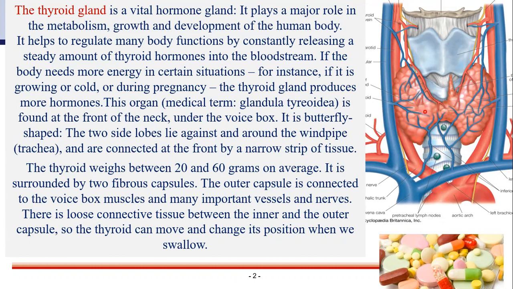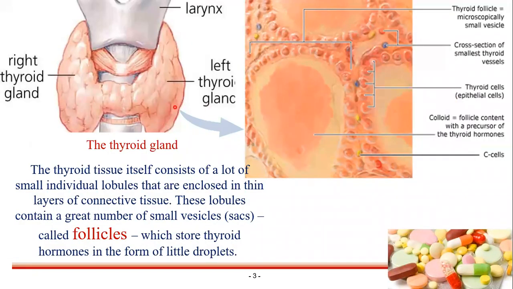It is surrounded by two fibrous capsules. The outer capsule is connected to the voice box muscles and many important vessels and nerves. There is loose connective tissue between the inner and the outer capsule, so the thyroid can move and change its position when we swallow. Okay? And in this picture you can see right thyroid gland and left thyroid gland.